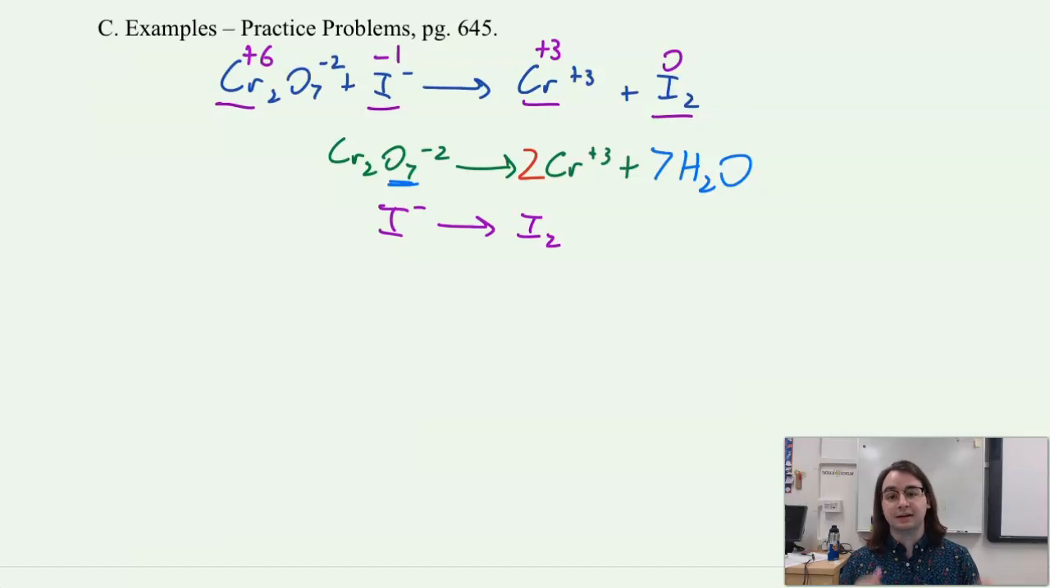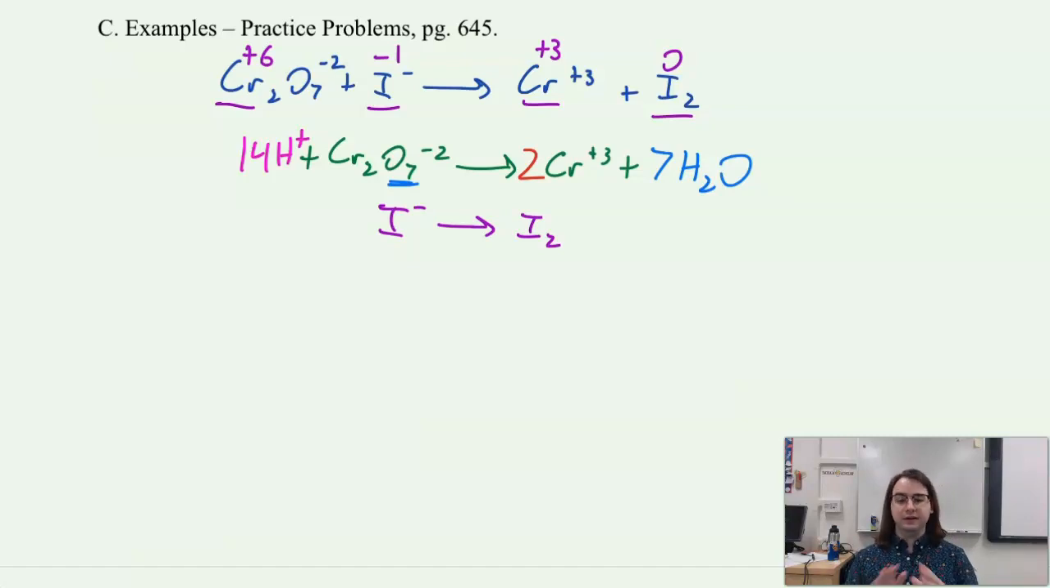Okay, that's done. Next step, I'm going to add hydrogens to the opposite side to balance out the hydrogens in the water. How many hydrogens do I have from the water? I have 14. So I'm going to add 14 hydrogens to the left.